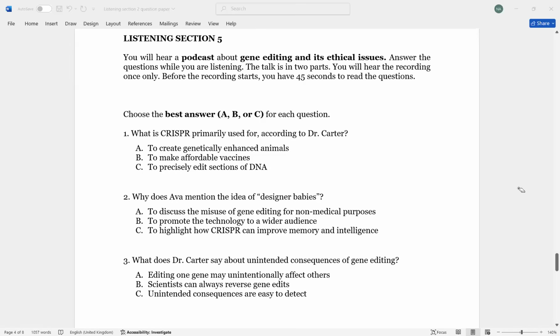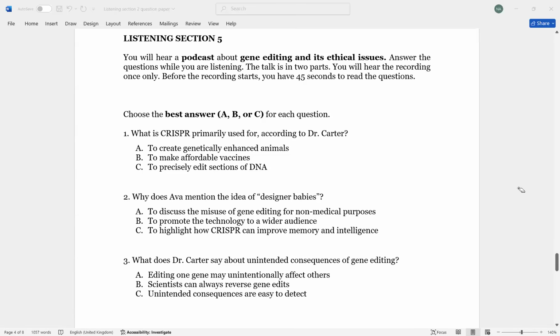Gene editing is definitely one of the most exciting and controversial topics in science today. Let's start with the basics. Many of our listeners have heard about CRISPR, but could you briefly explain what it is? Sure. CRISPR is a gene editing tool that allows scientists to cut and replace specific parts of DNA with incredible precision. It's relatively inexpensive and highly efficient, which is why it's revolutionized genetics.